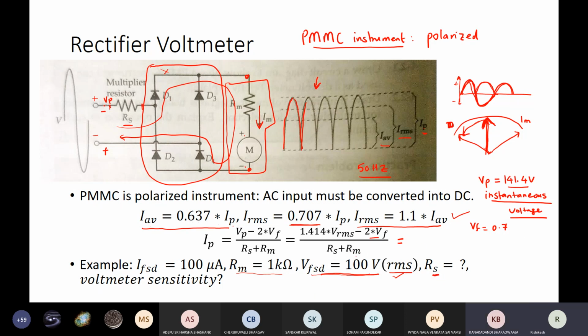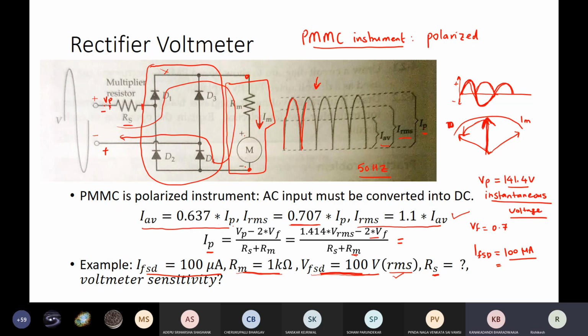Rs is not known. Rm is known. So you have to calculate Rs. Now, what is the peak current the meter can withstand? And how can we calculate it? What is the extra information which is given? Rm is utilized, V is utilized. We have not utilized IFSD yet. Now, what is IFSD? 100 microampere. But what does it indicate?